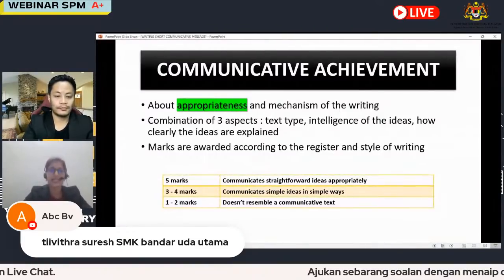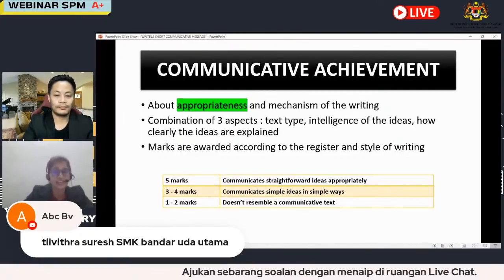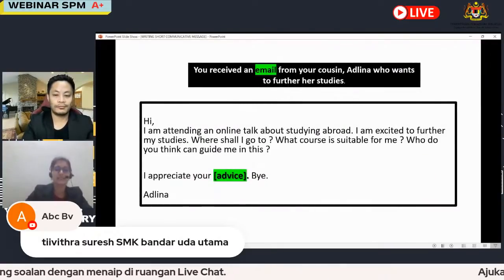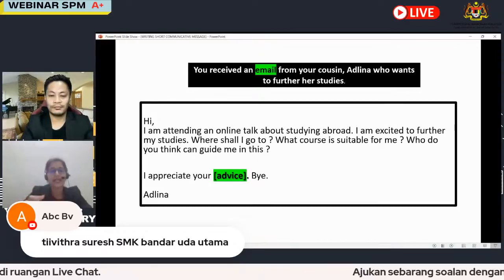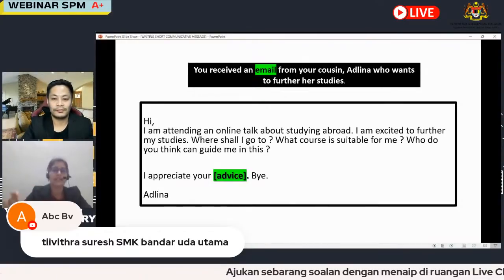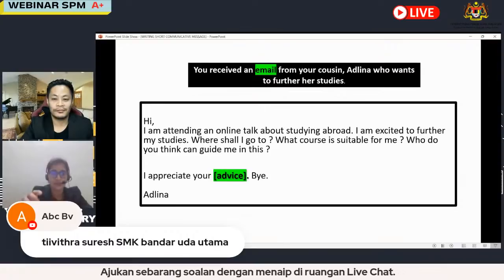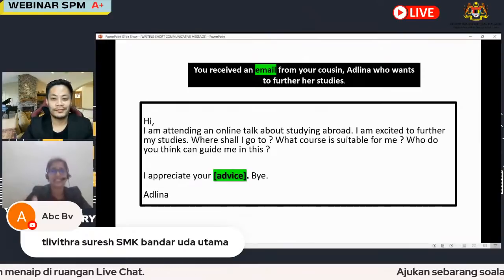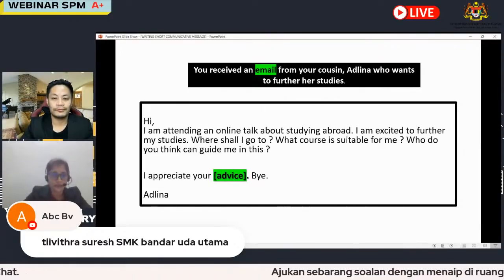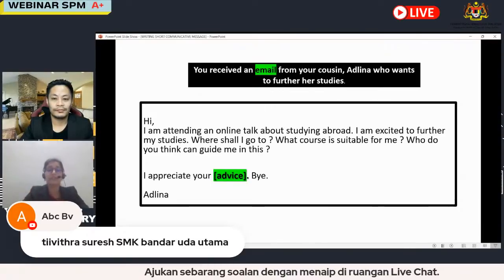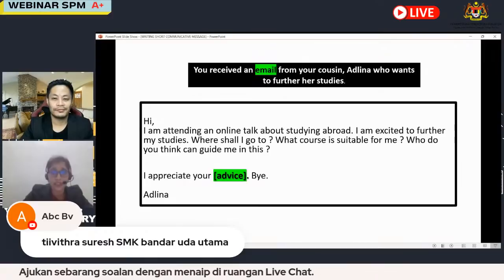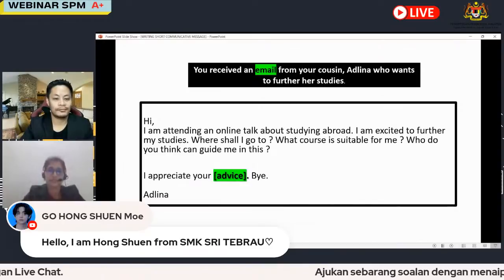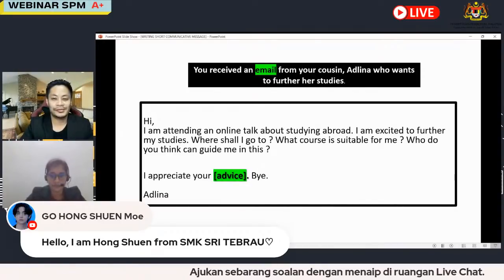Again, let's refer to the question on how you can identify the text type and also the tone of your writing. This is the same question. Here I have highlighted two words: one is email and the other one is advice. These words are related to communicative achievement, which is also the mechanism of writing, the style of your writing. From here, you are able to conclude that with your question, you can actually learn how to score better in each descriptor. Okay, let's go to the next descriptor.